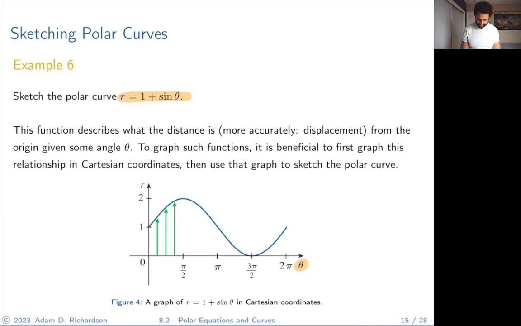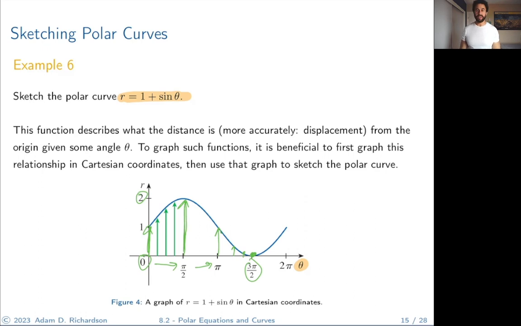When the angle is 0, the radius is 1. So basically at angle 0, we're going to go out 1 unit from the origin. And then when the angle increases to pi over 2, now we're going to be going out 2 units from the origin. And then as we continue along and go to pi, we're going to be going out a little bit less, a little bit less, a little bit less. And then at 3 pi over 2, the radius is actually 0. So in this case, we're not even going to have any displacement from the origin.